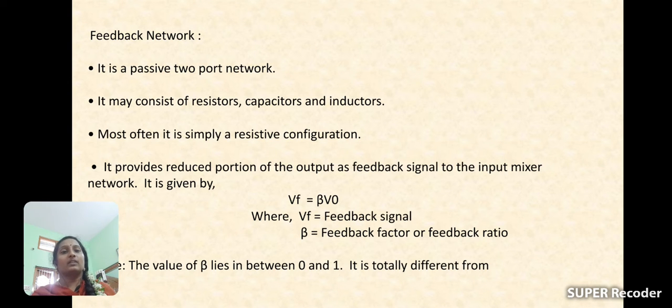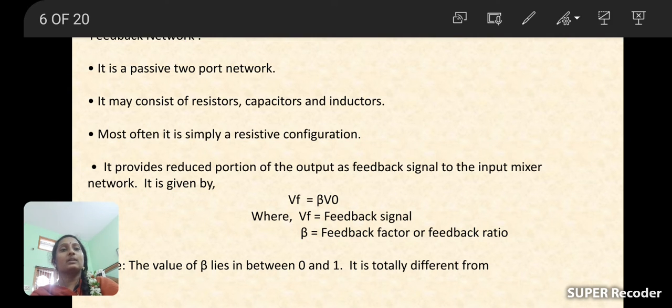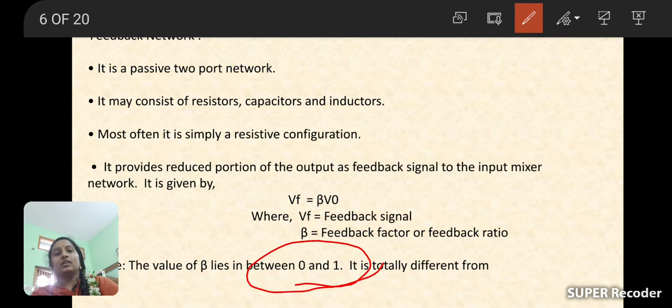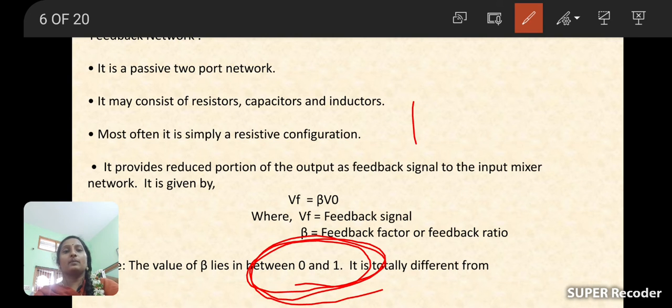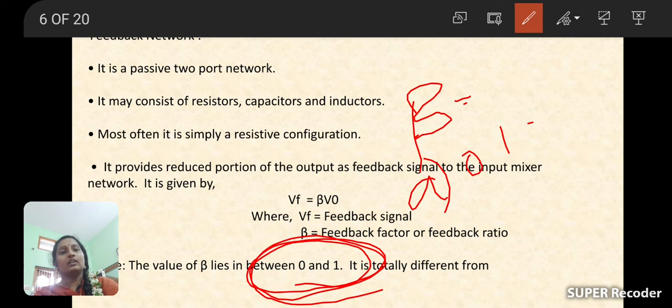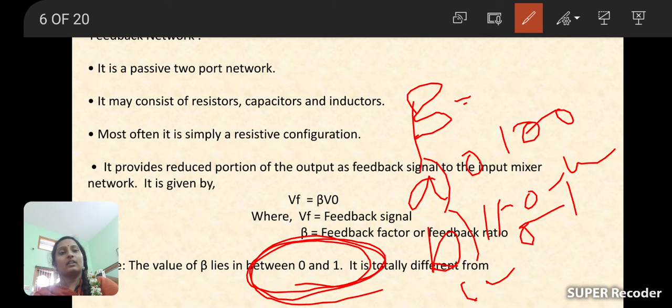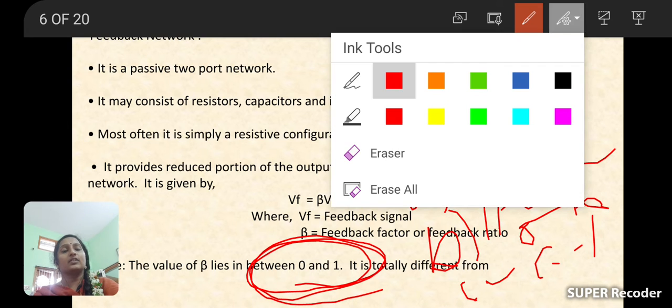So here the feedback network is a passive network which will provide the feedback voltage Vf equal to beta into V naught. Here beta is called the feedback factor or feedback ratio. Vf is the feedback signal, and the beta value always lies between 0 and 1. This is very important in your competitive examination. So in feedback networks, the value of beta lies between: options A 0 to 100, B 100 to 1000, C 0 to 10, D 0 to 1. What is our answer? 0 to 1.